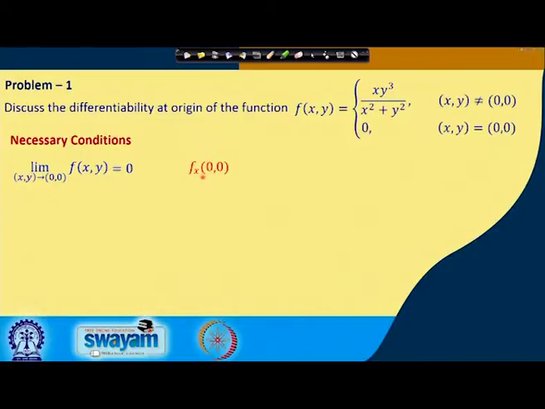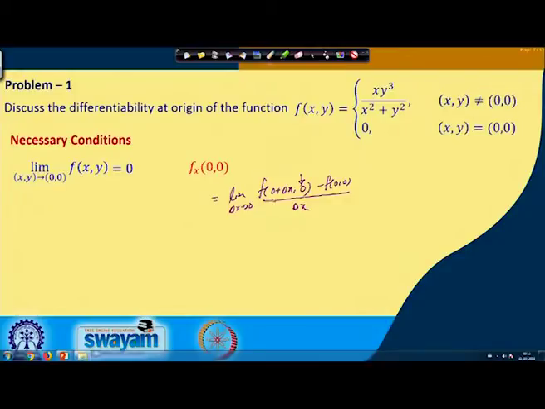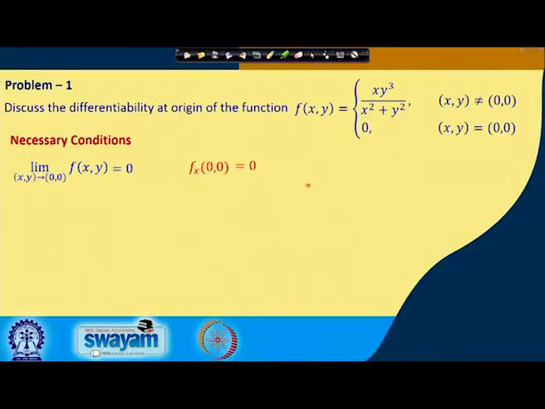Also, the partial derivative f x at (0,0), we can easily show, is the limit as delta x goes to 0 of f(0 plus delta x, y unchanged) minus f(0,0), divided by delta x. Since the function is 0 here and we have the product there, this will be 0, and here also this will be 0. So, 0 minus 0, we get this partial derivative as 0. Similarly f y will also be 0. So, we have the existence of the partial derivatives, and the continuity of the function at the point (0,0).